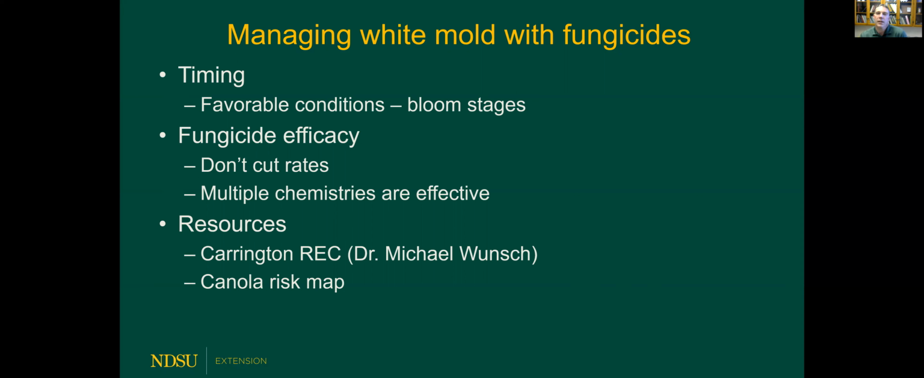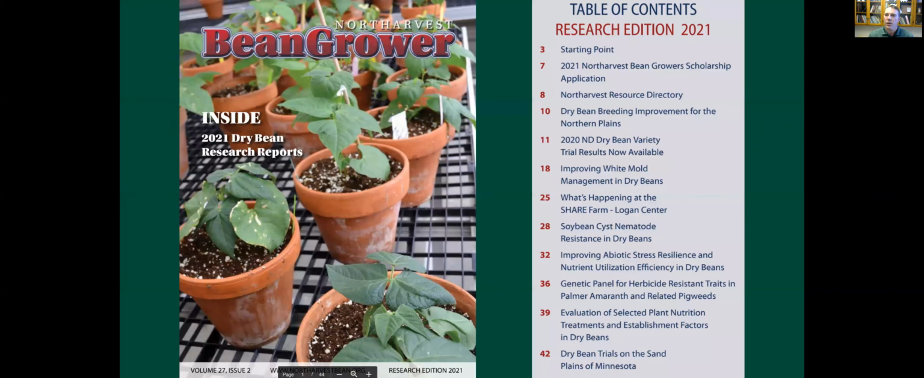So I mentioned Dr. Bunch. There's also a canola risk map. If you're familiar with the canola risk map, that's based largely on the pathogen, and it is reasonably effective for predicting the white mold in dry beans and other crops for that matter. Okay, so optimizing the application is where we're going. And I can't show you a ton of data, but I can show you a little bit.